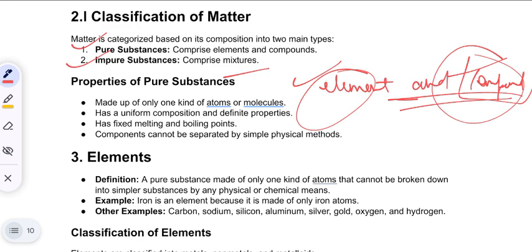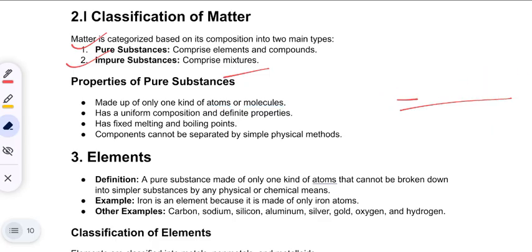Now our next topic is the properties of pure substances. A pure substance is made up of only one kind of atom or molecule. Since they are made up of one kind of atom, they have uniform composition and definite properties. They have fixed melting and boiling points. Components cannot be separated by physical methods.